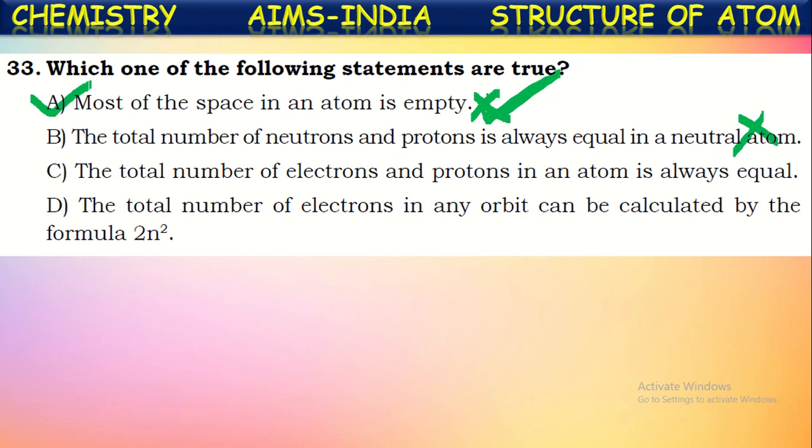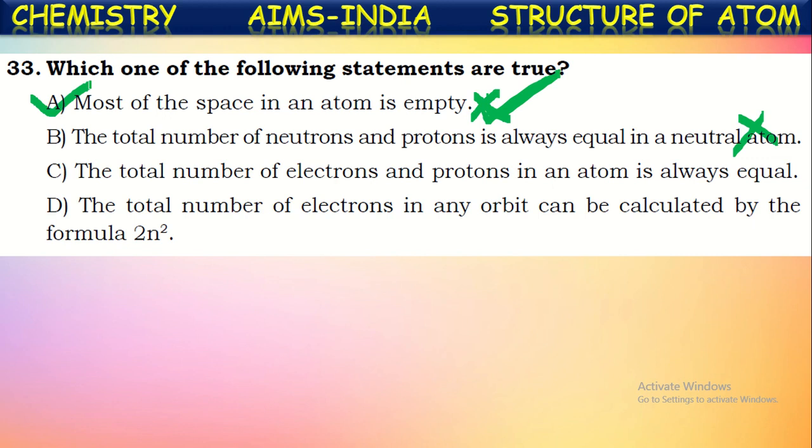Because some atoms have an equal number of protons and neutrons. But most atoms do not have these two in equal number. For many atoms, the number of neutrons and protons is not equal. Mostly, the number of neutrons is 1 or 2 more than that of protons. So it is an incorrect statement.